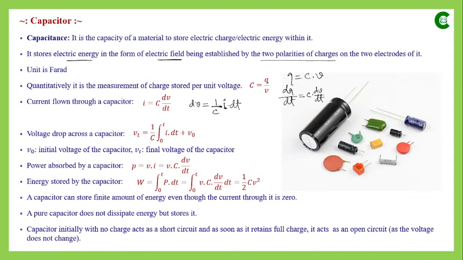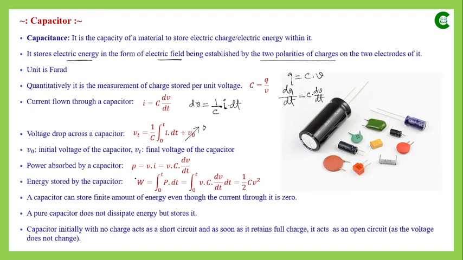So if the capacitor initially has charges and some voltage is already dropped across that capacitor, then when we find the final voltage, in that expression we should also mention the initial voltage drop. But if the capacitor was initially fully uncharged, then the voltage drop across the capacitor will be 0. In that case, this V naught will have 0 value, and the final expression of the voltage drop across the capacitor will be only this much.